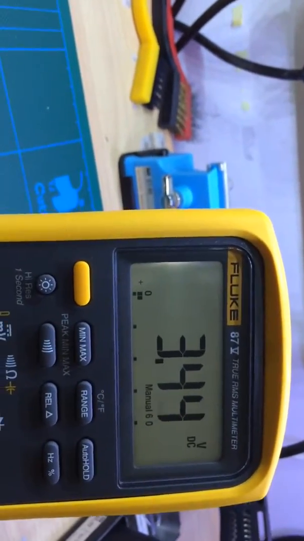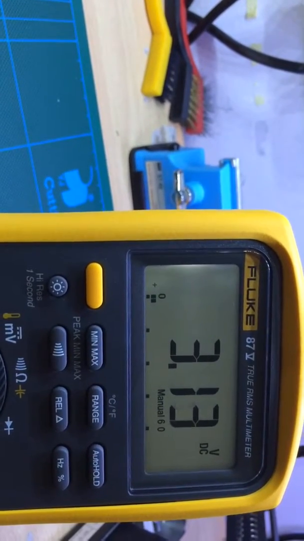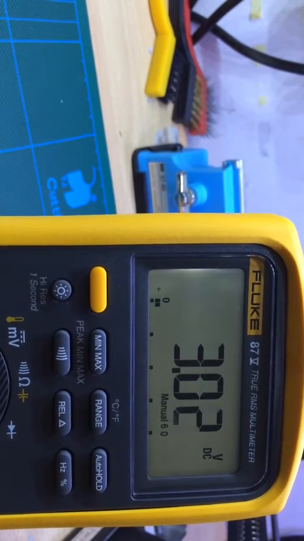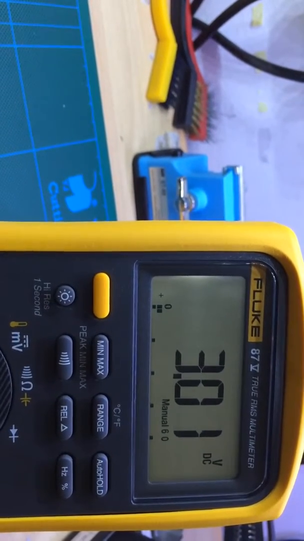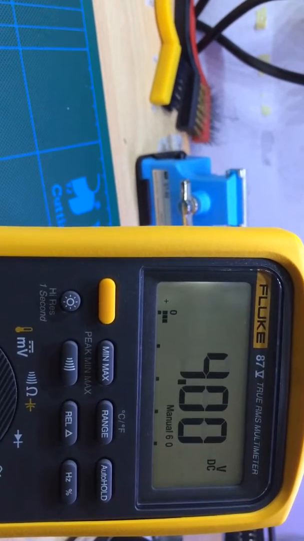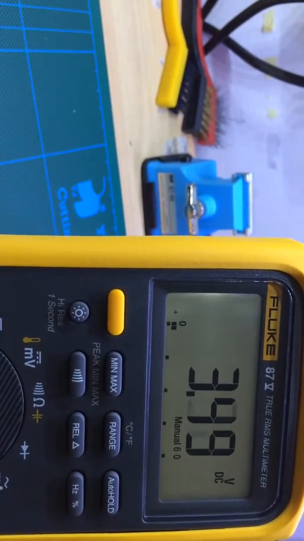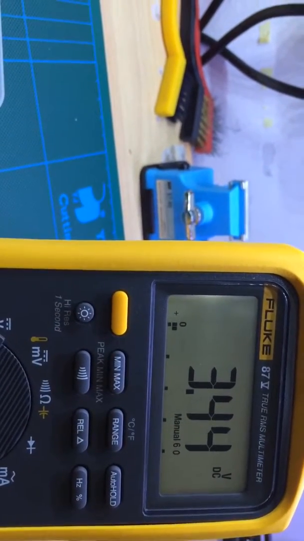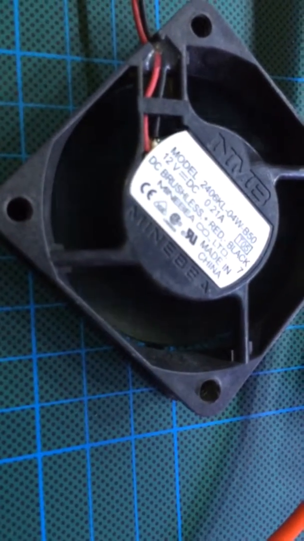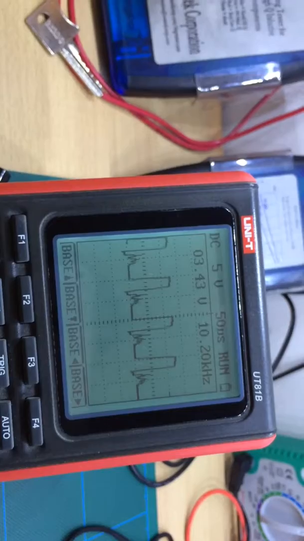3.4 volt, 3.2 volt, 3 volt. You can see 3.4, approximately 3.5 volt. The fan is spinning really slow, and my duty cycle as well. You can see here my frequency is very slow.